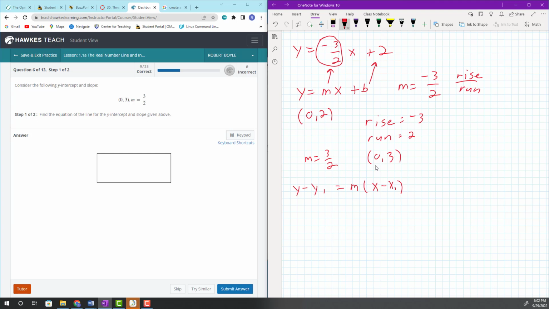This, of course, is x1. That, of course, is y1. So that's going to be y minus 3 is equal to 3/2 times the quantity x minus 0. All right, well, that's not a problem. This is just nothing more than 3/2 x.